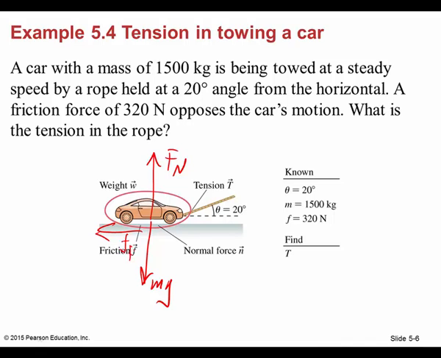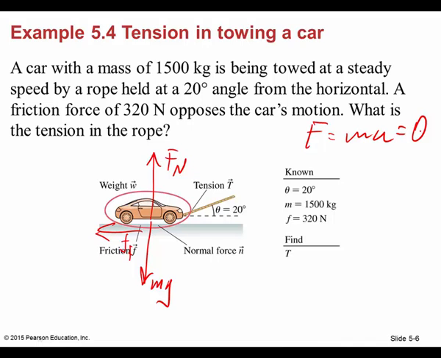It asks, what is the tension in the rope? Well, we don't know the car's acceleration, but it's towed at a steady speed, so that means it's not accelerating. So we would write F is equal to ma, and it is not accelerating, so F is equal to ma is equal to 0. It's steady speed, constant speed.